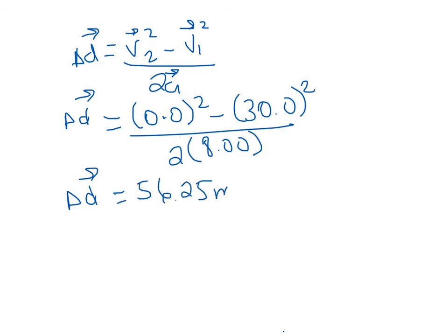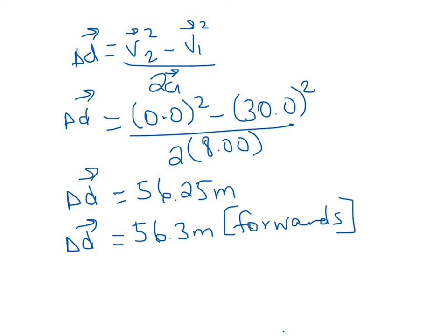56.25 meters. We want to round that so that we have 3 significant digits, because if you go back and you look at your given information, both your 8 and your 30 have 3 significant digits. So we'll round that to 56.3 meters. And we're not told if she's traveling north, south, east, west, so we're going to say forwards, because we do know that the car is going forwards.